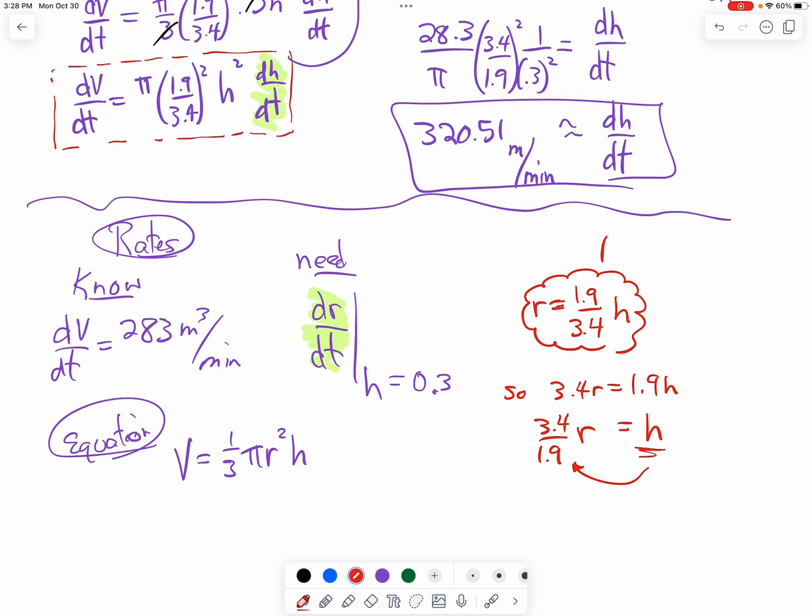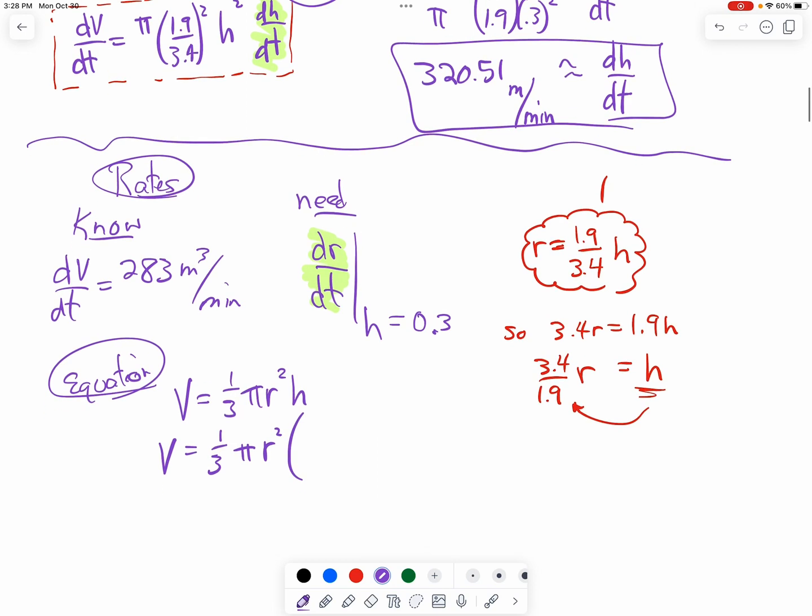And so, where are we? Oh man, yeah, now we're going back and we're going to V equals 1/3 pi r squared. And now instead of substituting for r, I'm going to substitute for h. That's 3.4 over 1.9 r. That comes out to be 1/3 pi times 3.4 over 1.9 r cubed.